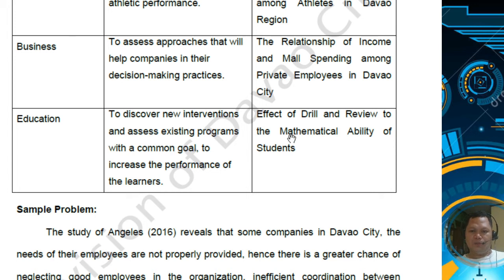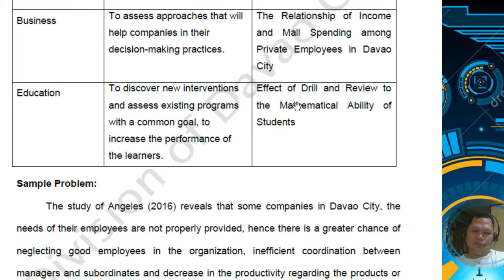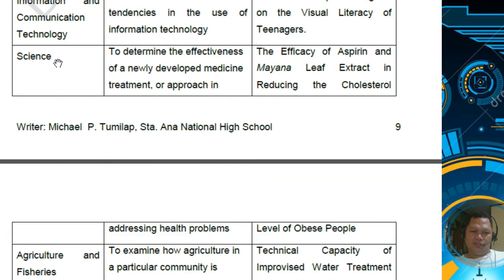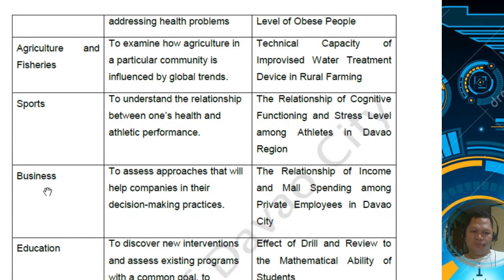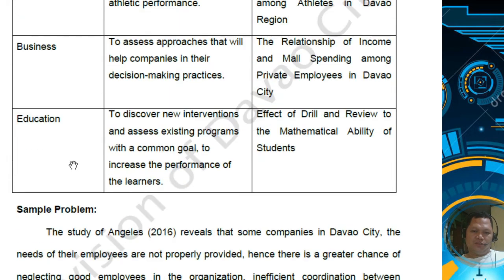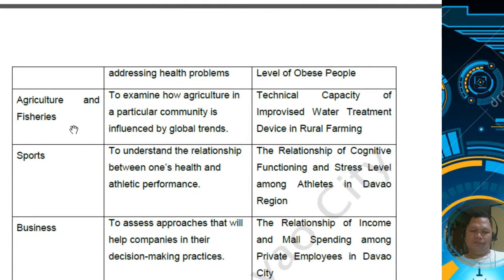Okay, so this is a sample: the effect of drill and review on the mathematical ability of students. So this is the title, sample titles. I hope you understood the objectives and some of the titles in this research across fields. So these are the different fields or disciplines: social inquiry, arts, ICT, science, agriculture, sports, business, and the field of education. Well, there are many other disciplines that also use research. These are only samples.